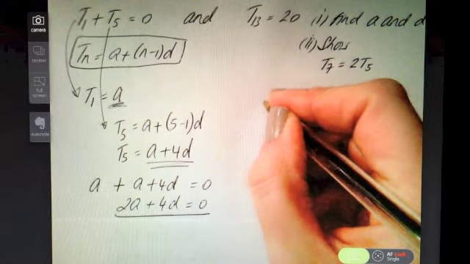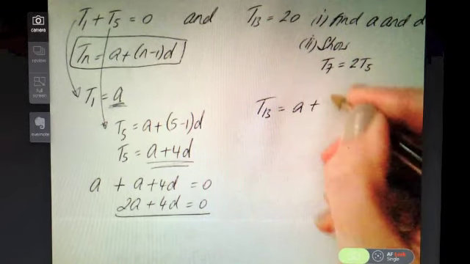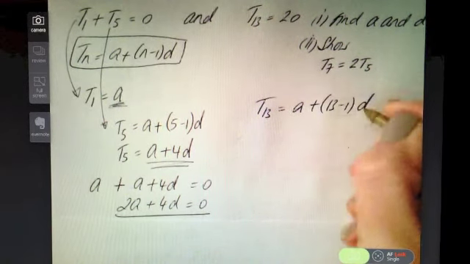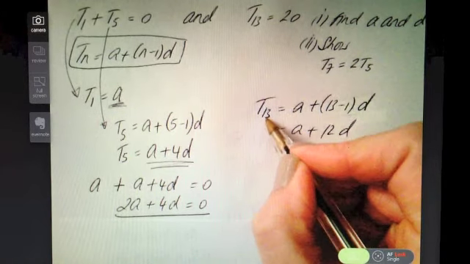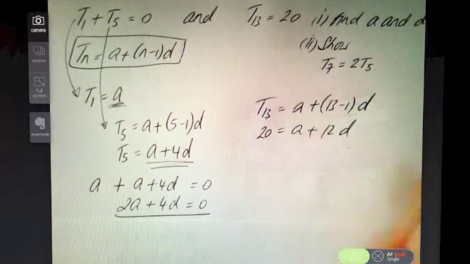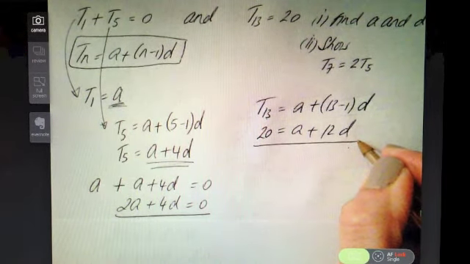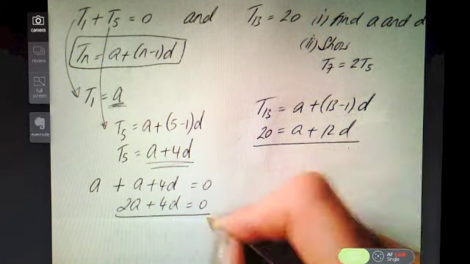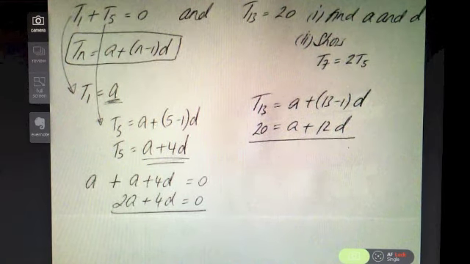We get that N is 13. A, of course, we don't know, plus 13 take away 1. D, we don't know. That gives me A plus 12D. And I know that the 13th term is 20, so put it equal to 20. So there we go, there is our other equation in A and D. So I'm going to use these two equations now and solve them simultaneously to find A and D.